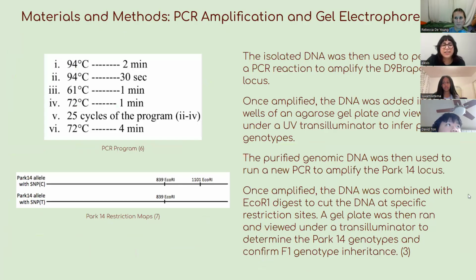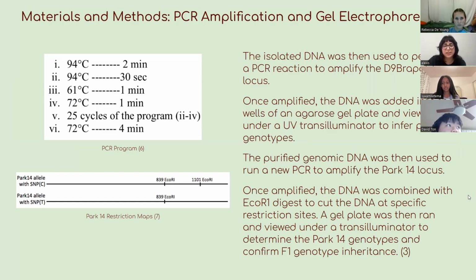The isolated DNA was then used to perform a PCR reaction to amplify the D9B-RAPA S1 locus. Once amplified, the DNA was added into the wells of an agarose gel plate and viewed under a UV transilluminator to then infer plant genotypes.